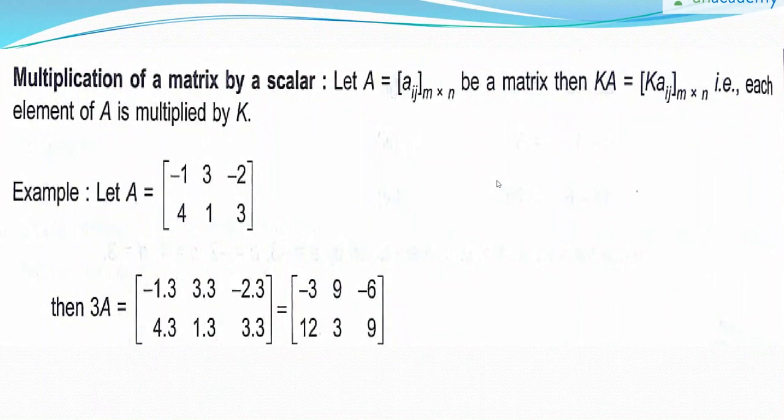Now multiplication of a matrix by a scalar. Let A = [aij] of order m cross n be a matrix, then the product by a scalar constant, that is k, will be that k is multiplied to each element of A. Example: let us say A is [-1 3 -2; 4 1 3]. Then 3A will be -1 multiplied by 3, 3 multiplied by 3, -2 multiplied by 3, and similarly.